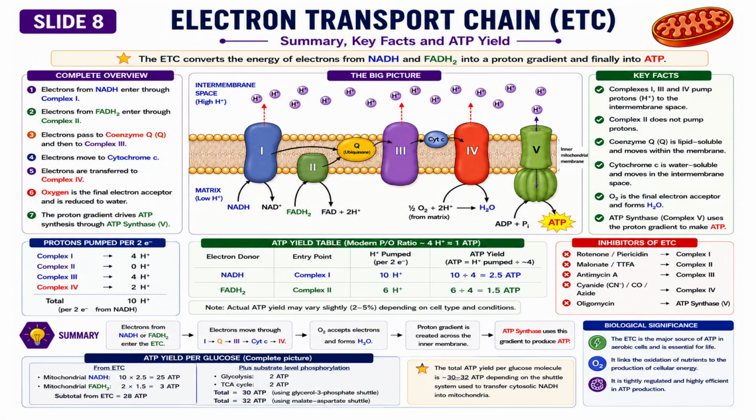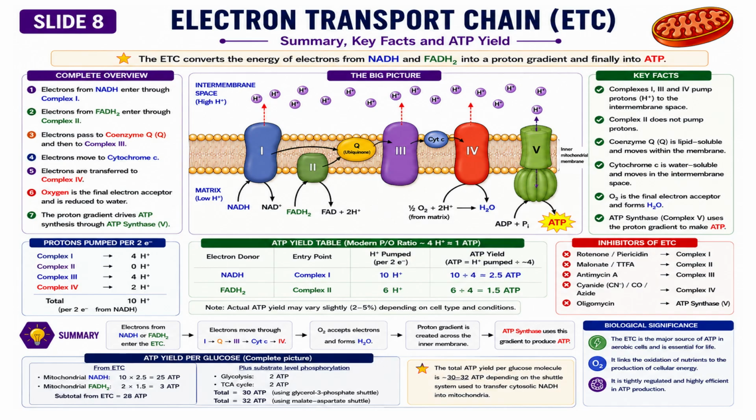Electron Transport Chain, ETC. The Electron Transport Chain, ETC, is the final stage of aerobic cellular respiration and occurs in the inner mitochondrial membrane. Its main function is to transfer electrons from NADH and FADH₂ to oxygen, and use the released energy to generate a proton gradient for ATP production.